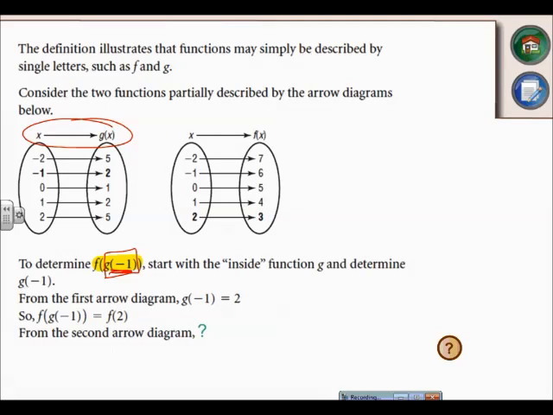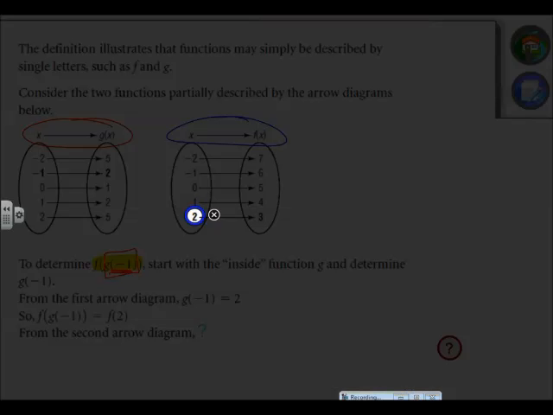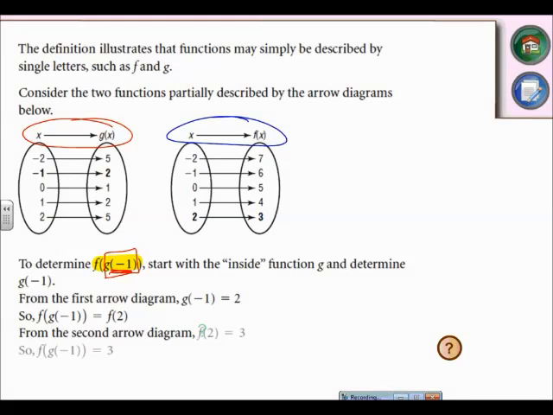At this point, we're saying g at negative 1 was 2, so we're looking for f of 2. We go into the second equation and find where f was 2. Oh, there it is. And slide it across and over, and we've got 3. So we can say f of 2 is 3. So then the whole thing together, our original question, f of g at negative 1 is equal to 3.